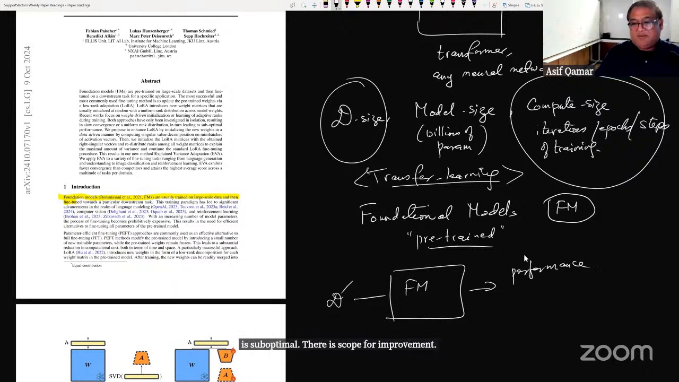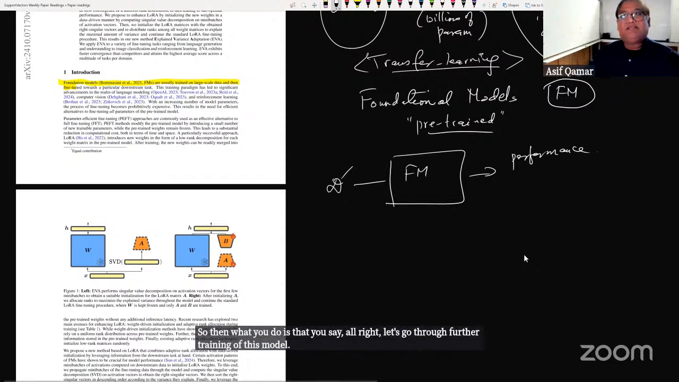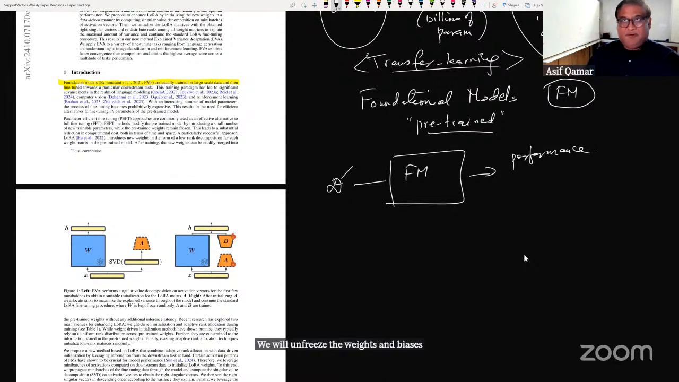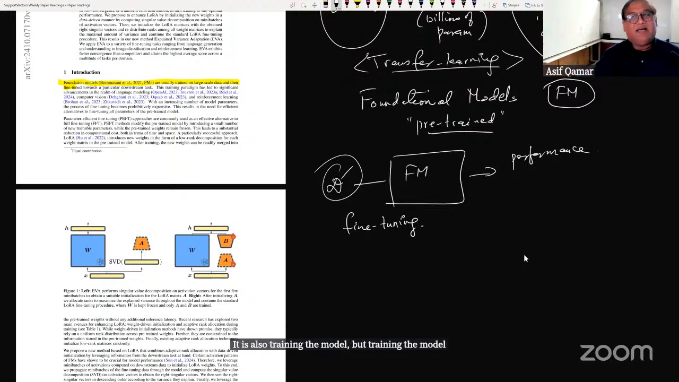So then what you do is that you say, all right, let's go through further training of this model. We will unfreeze the weights and biases of this neural network, and we will pass it through our data. This process is called fine-tuning. It is also training the model, but not by taking random weights or training completely from scratch, but keeping the weights and biases that the foundational model inherited from pre-training.